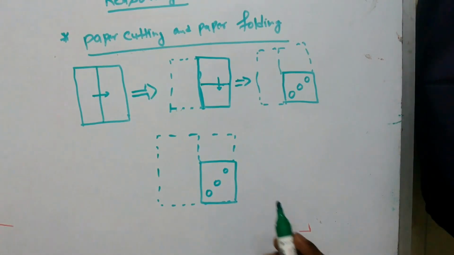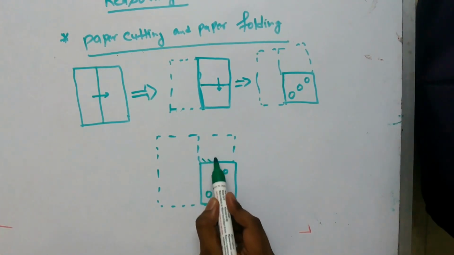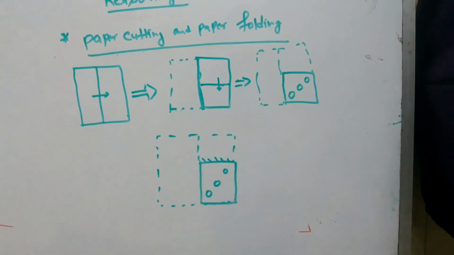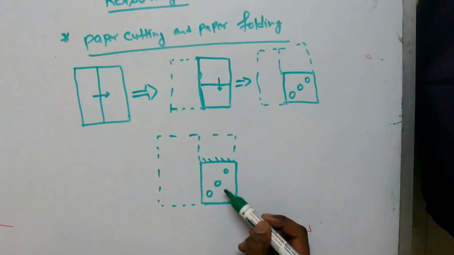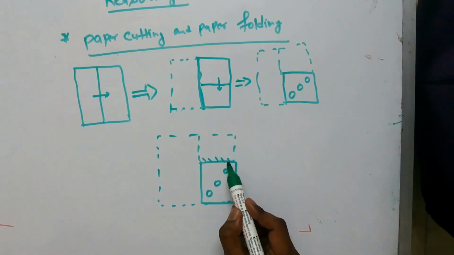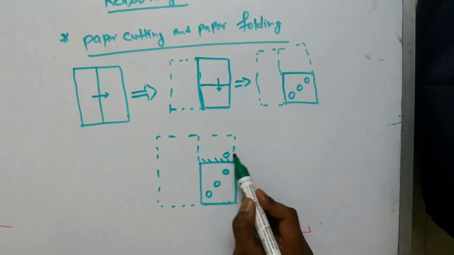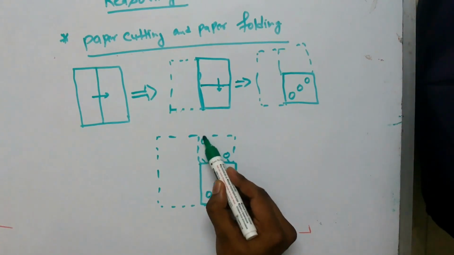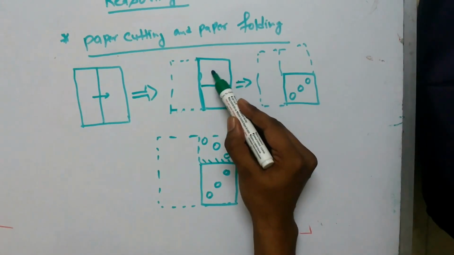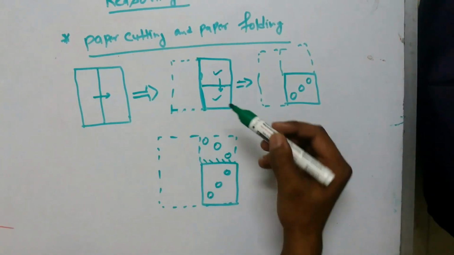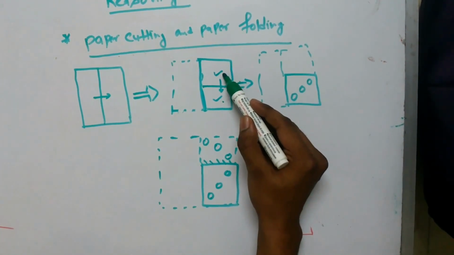To solve this type of question, you first draw a mirror at the last folded portion, and then we draw the mirror image. This is nearer to the mirror, so its mirror image will be here. This is farthest, so its mirror image will be farthest here, and this one is in the middle. So we have done this portion and this portion. We have already found the punch marks given here.